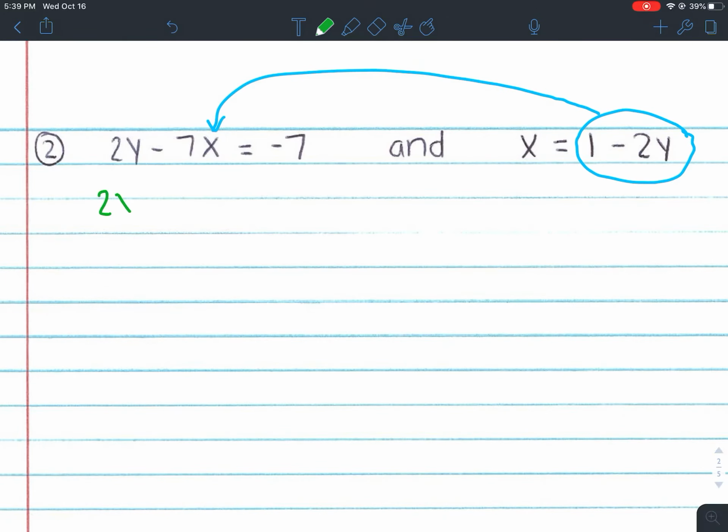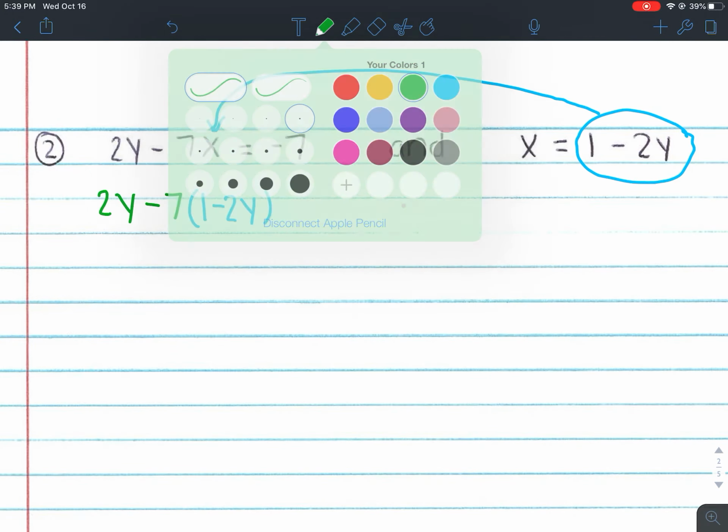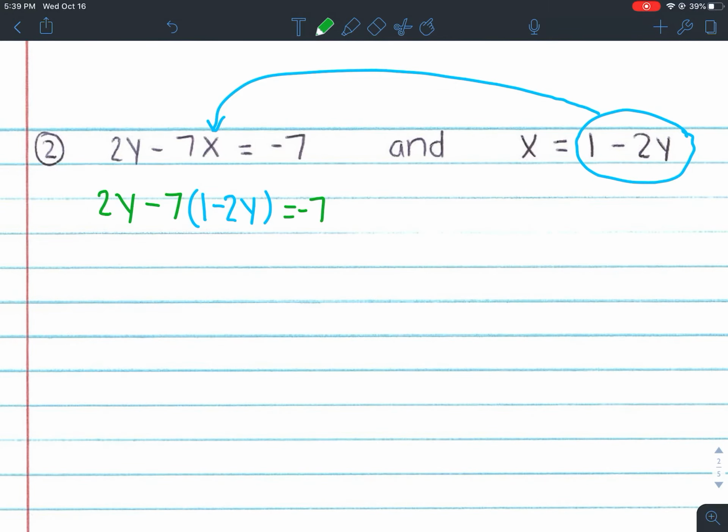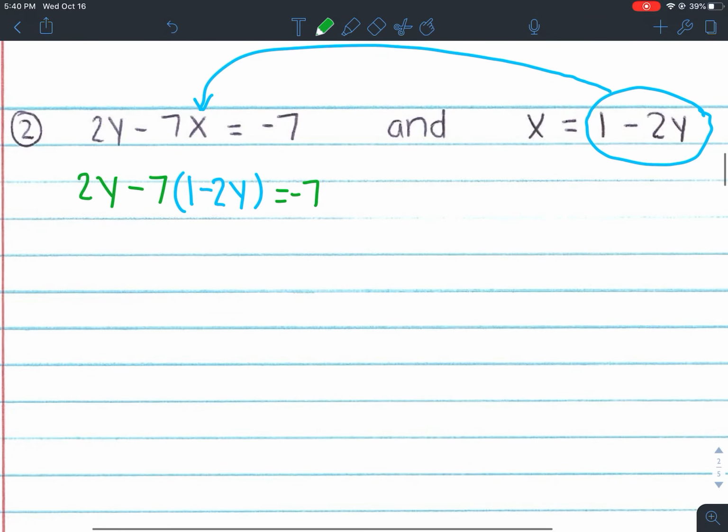Okay, so then I have 2y minus 7, and anytime I plug in, I always use parentheses. So I have 1 minus 2y equals negative 7. And again, this just takes a lot of practice. With anything in math, you always have to practice, and it just takes a lot of practice. Okay?